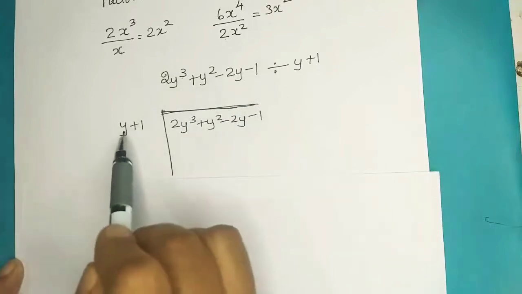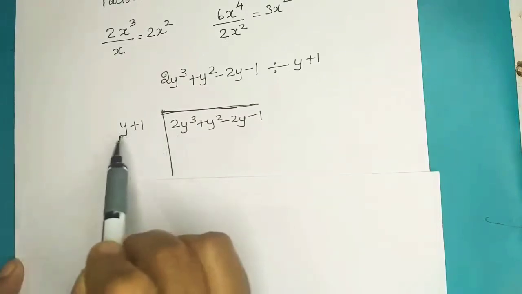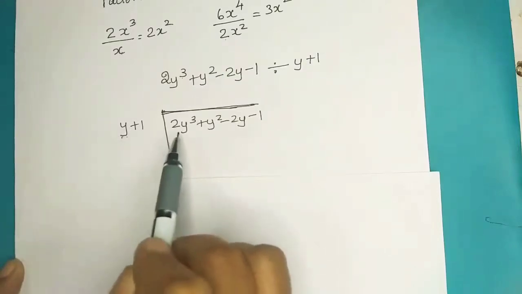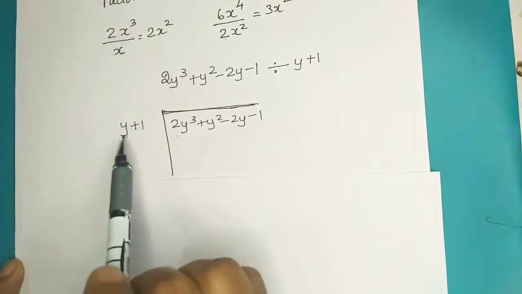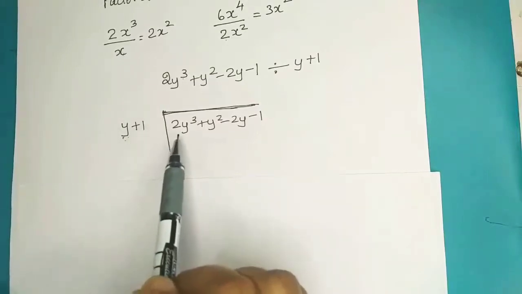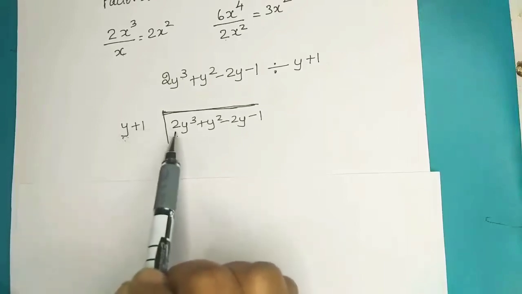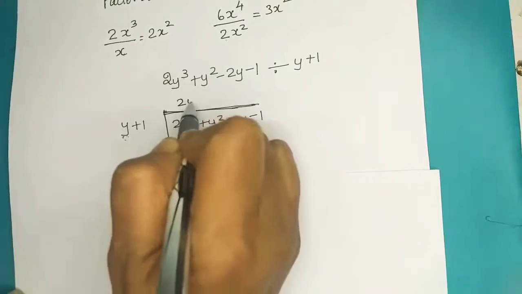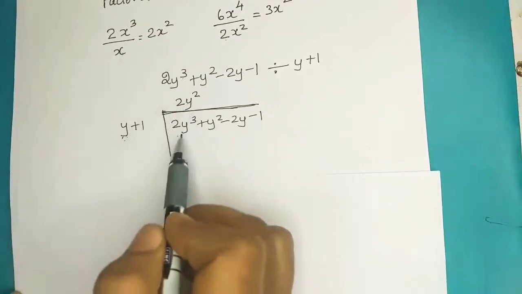Then just check the first term of the divisor and the first term of the dividend here. We are going to divide the first term of the dividend by the first term of the divisor. That is 2y cube divided by y. Just the same way we did here. With what should you multiply y so that you will get 2y cube? You have to multiply y by 2y square, isn't it? Y into 2 is 2y, y into y square is y cube. So y into 2y square gives you 2y cube. So the quotient's first term is 2y square here.